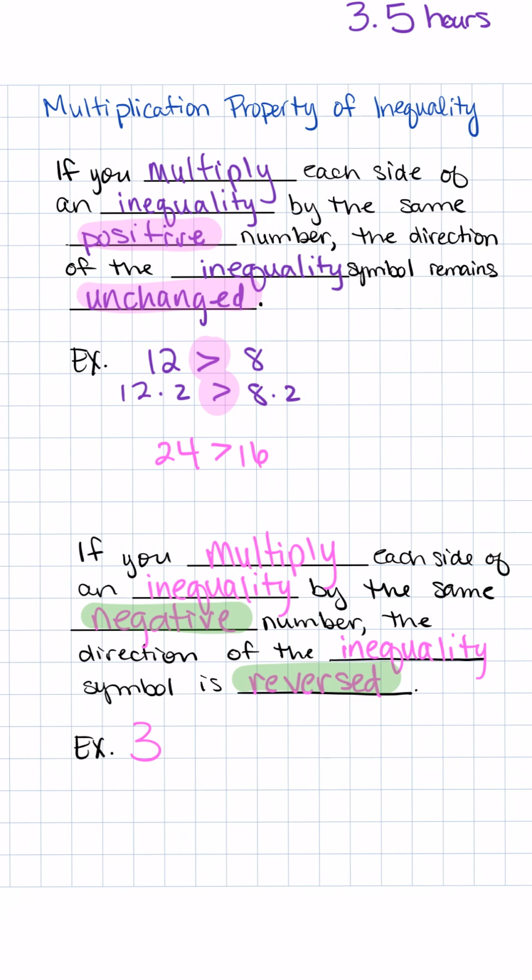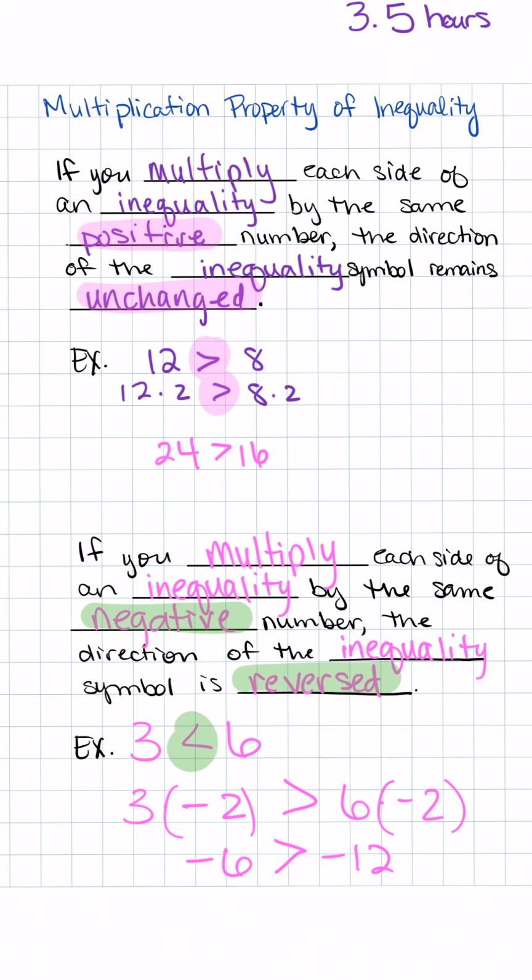3 is less than 6, and we multiply by negative 2. And what if we're doing negative? We've got to switch the inequality. 3 times negative 2 is negative 6, and 6 times negative 2 is negative 12. Then we get negative 6 is greater than negative 12, which makes sense. So once again, start with this one. Because it's negative, it gets reversed.